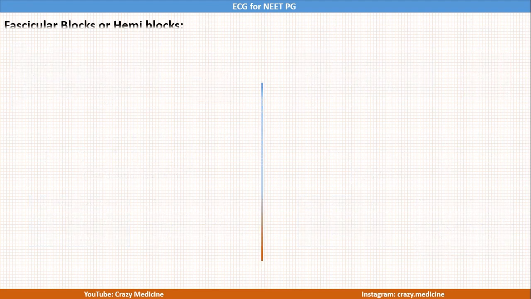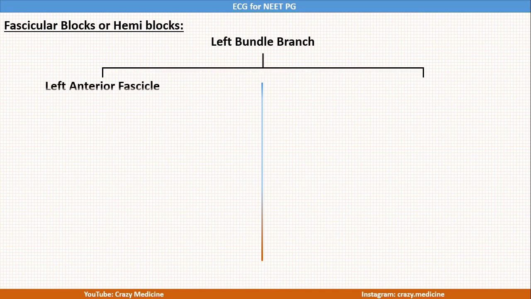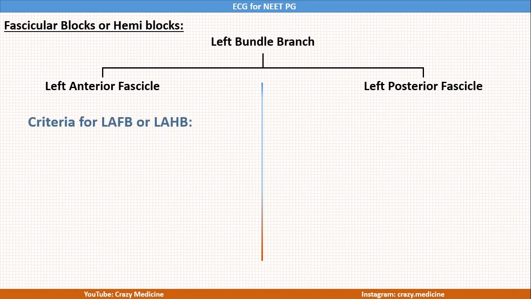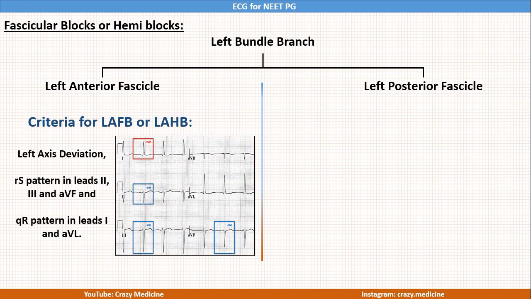Next is fascicular blocks or hemiblocks. Left bundle branch has two fascicles, namely anterior and posterior. When these individual fascicles are interrupted, it is called fascicular block or hemiblock. Then criteria for left anterior fascicular block or left anterior hemiblock are left axis deviation, RS pattern in leads 2, 3 and AVF, and QR pattern in lead 1 and AVL.